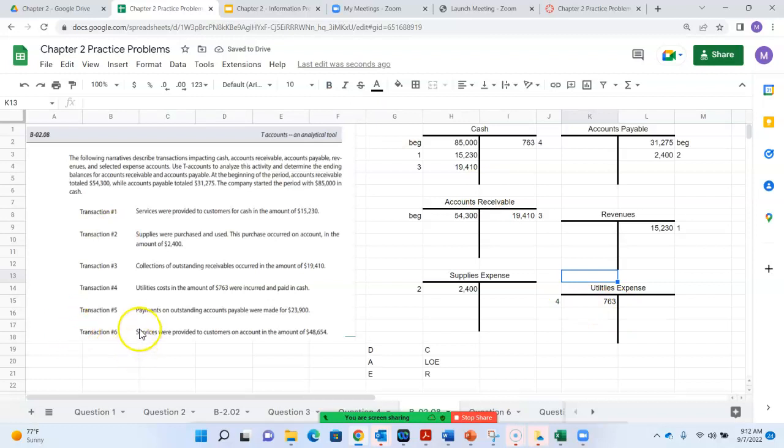Let's try transaction number 5. Payments on outstanding accounts payable were made for 23,900. So what this is saying is the company, right? They have these outstanding obligations. They still need to pay possibly creditors or vendors or any other person that they owe money to. Well, they actually made payments on those accounts. So we need to decrease our cash for 23,900. They actually paid them. And this relates to transaction number 5.